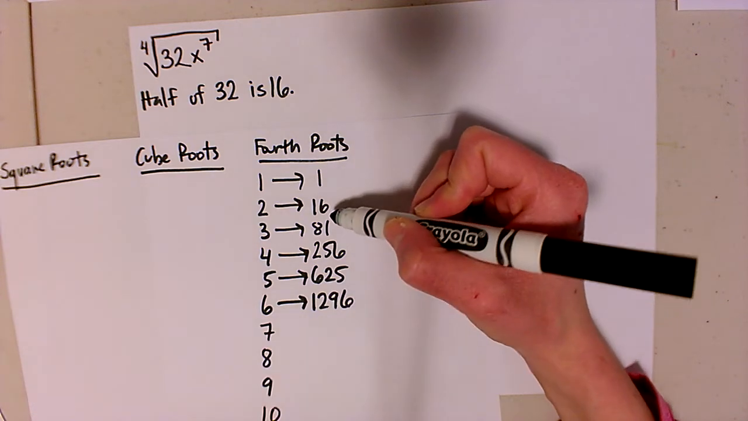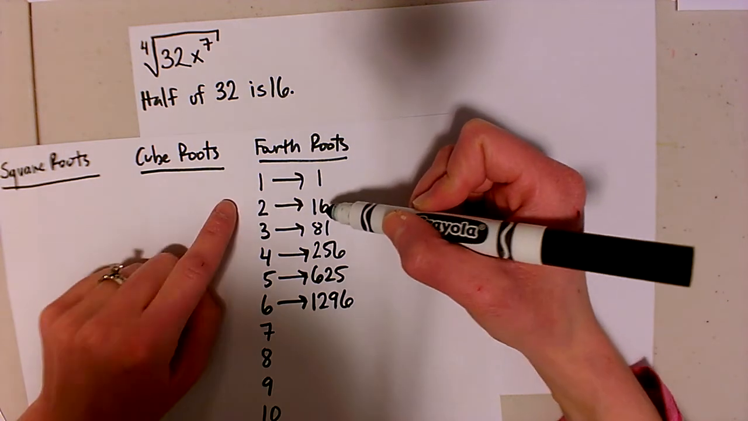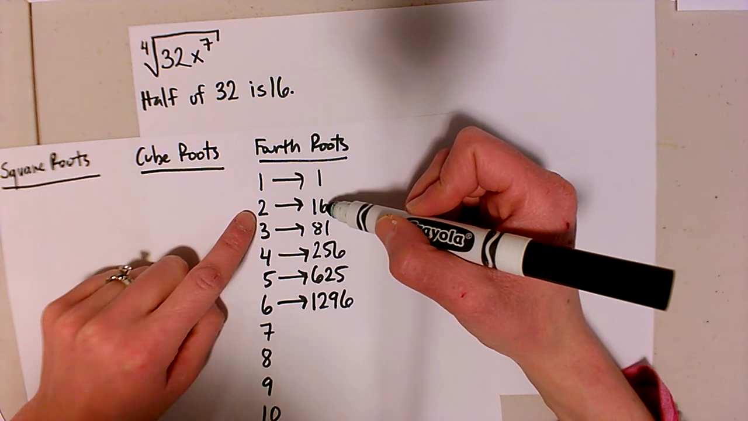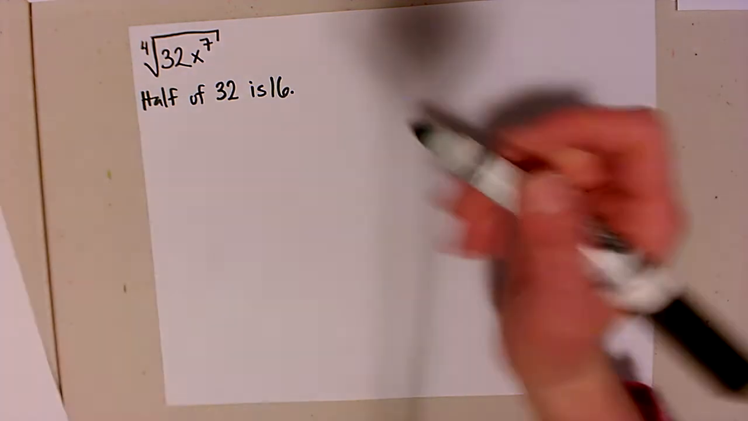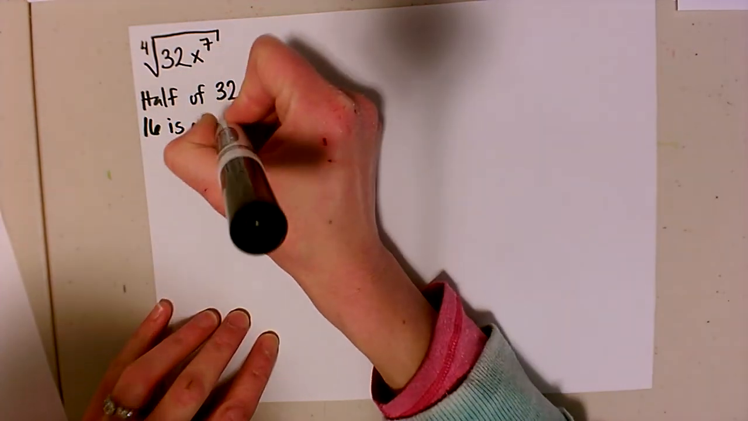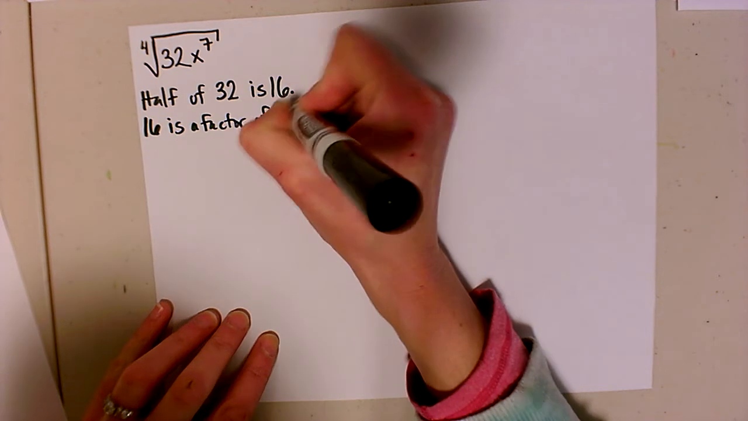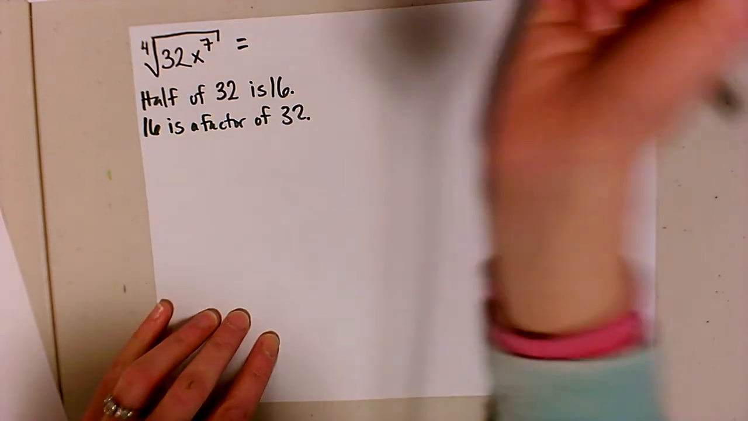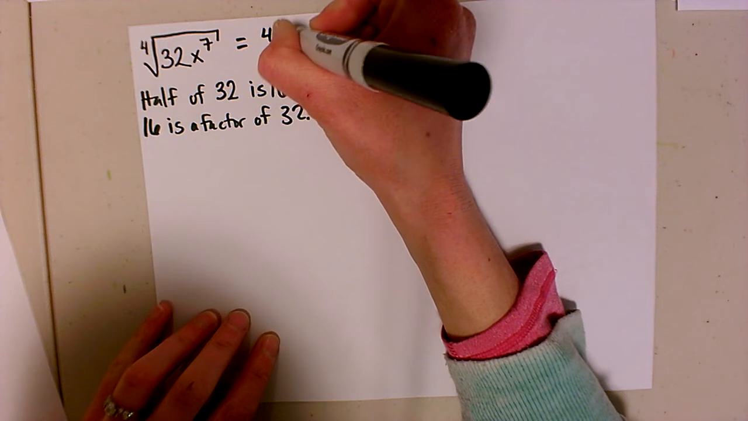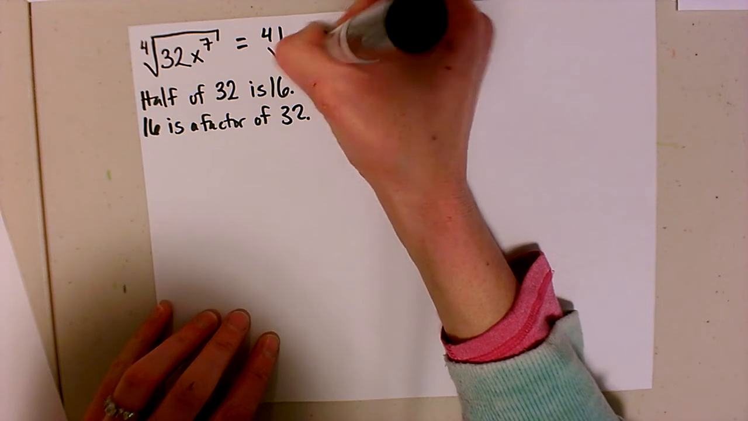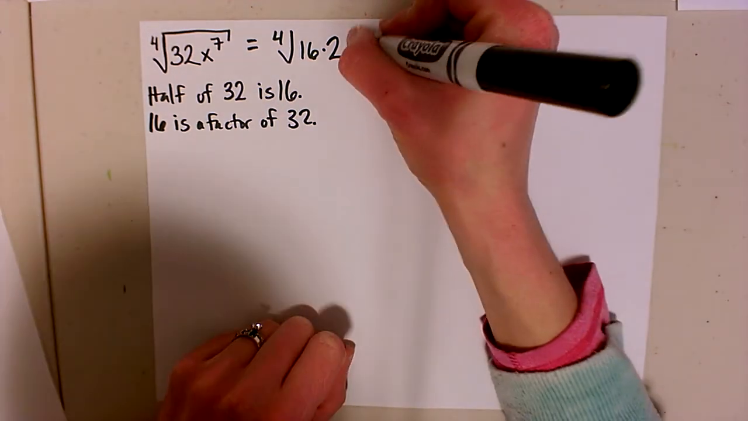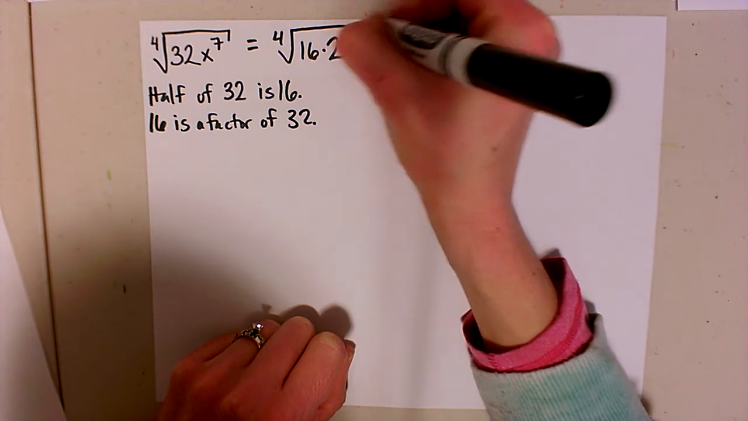So, well, lucky for us, 16 is actually on the list, and so I work backwards and I say, well, is 16 a factor of 32? It is, okay? So 16 is a factor of 32. So then one of the ways that we could rewrite this is the fourth root of 16 times 2, okay? Because 16 times 2 is 32. And then we still have x to the 7th, okay?